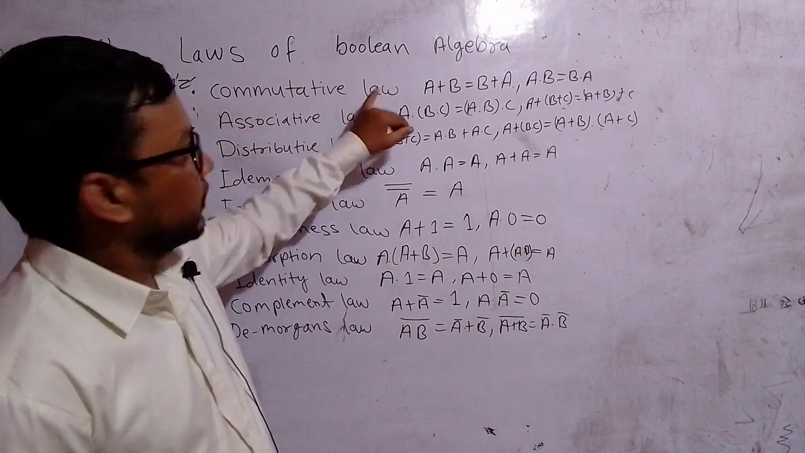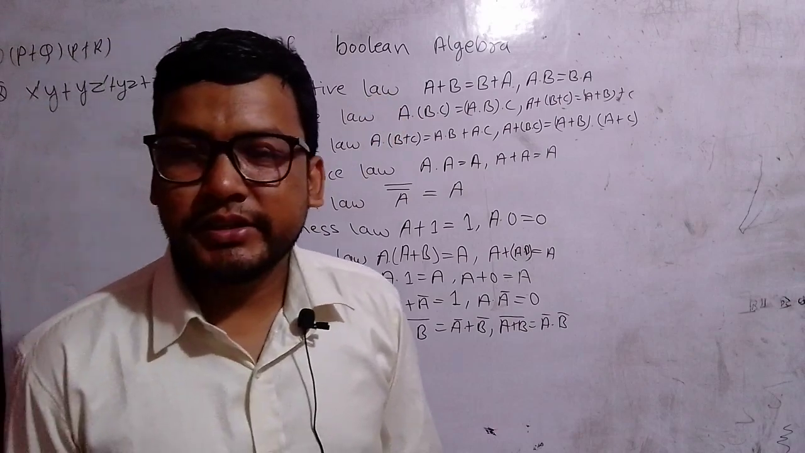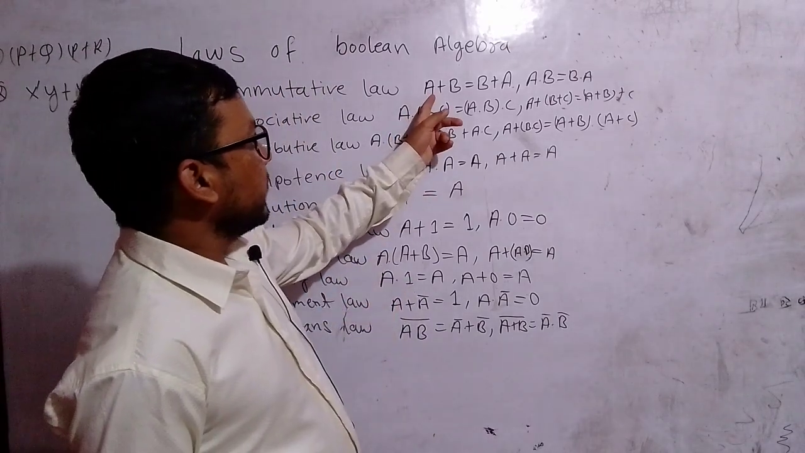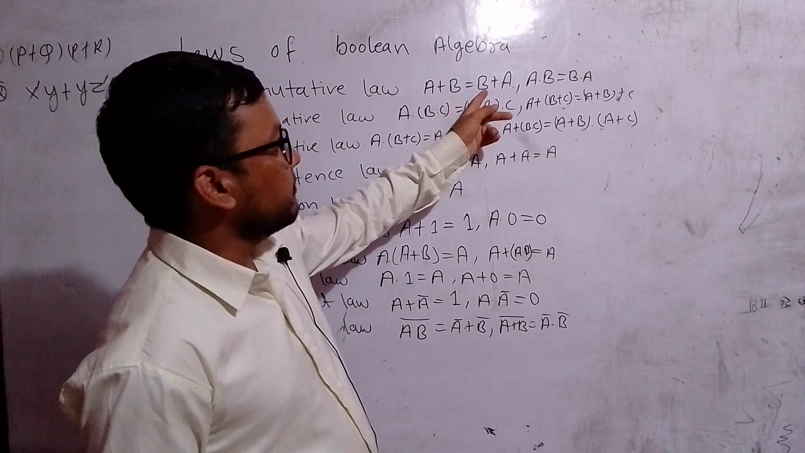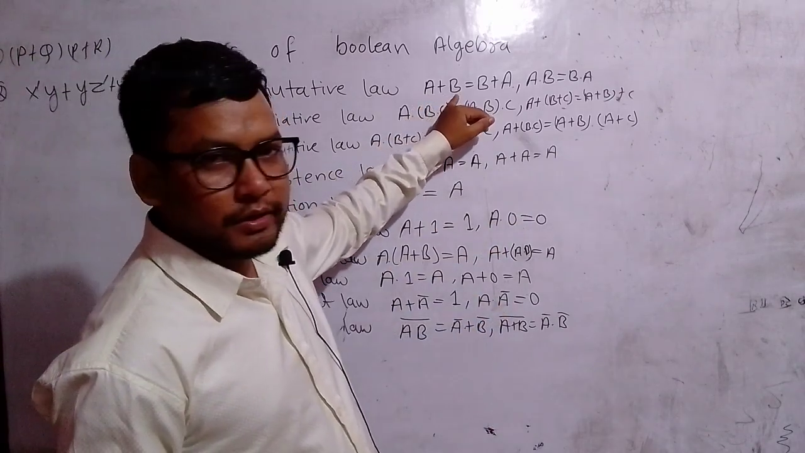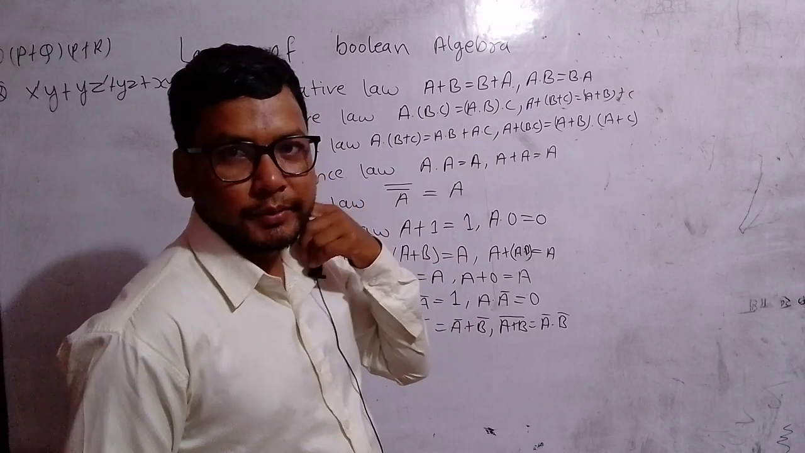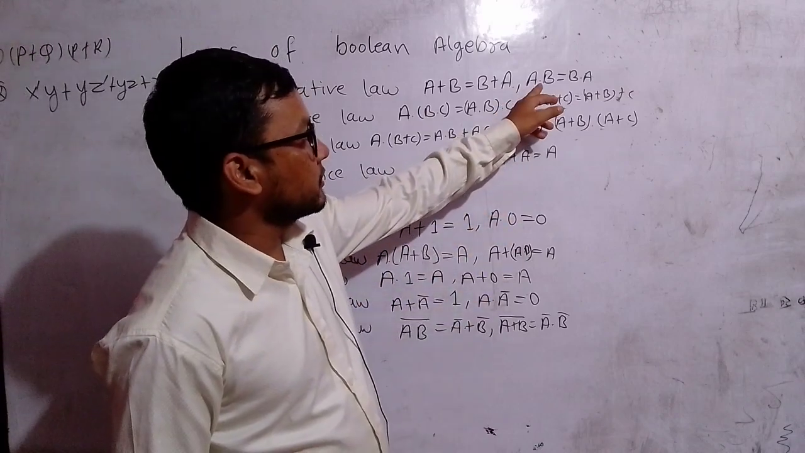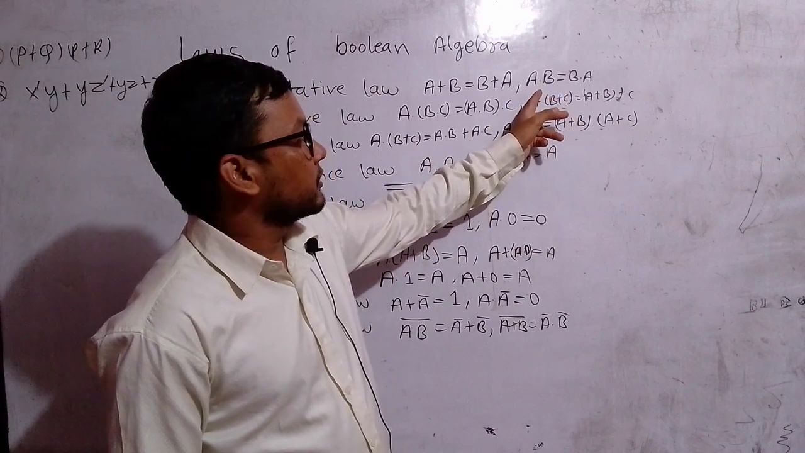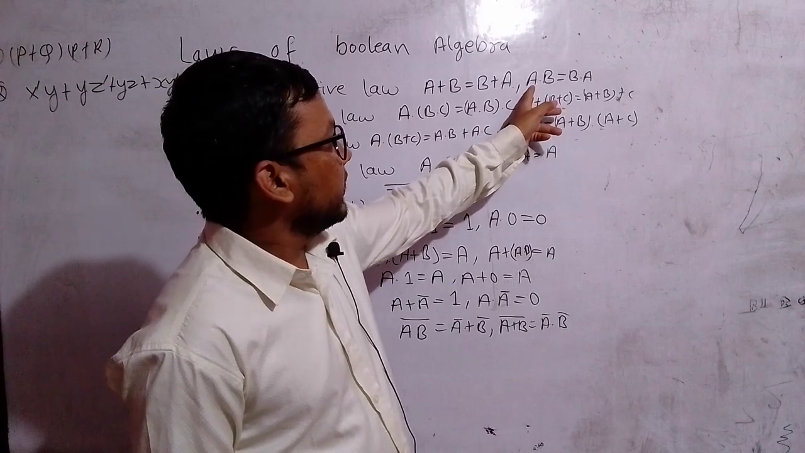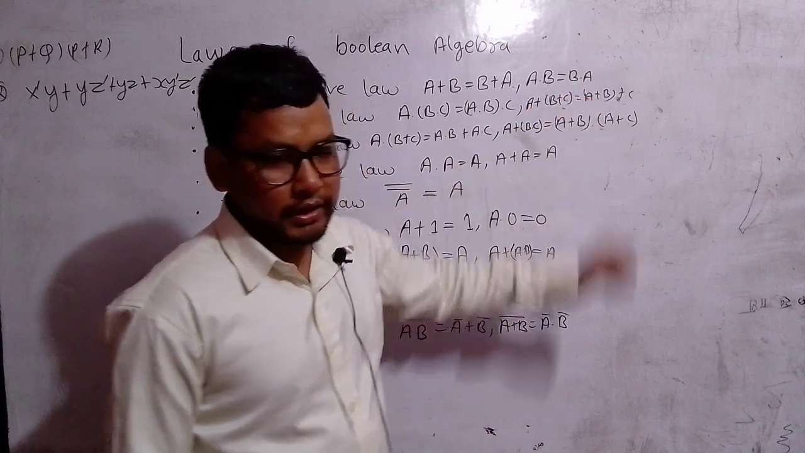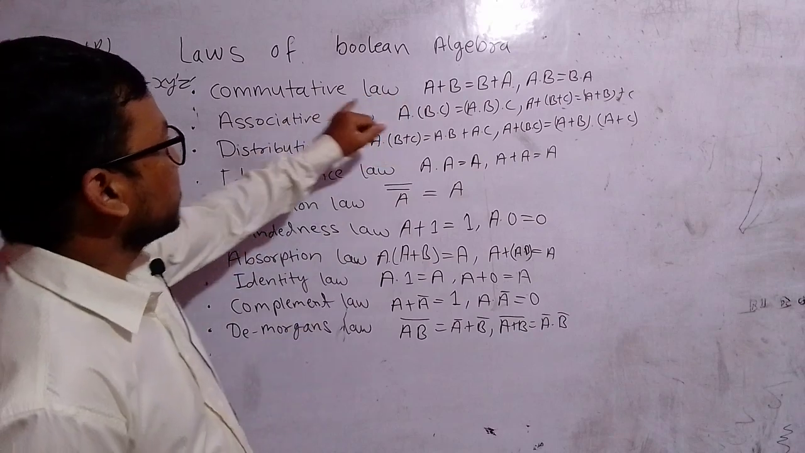Commutative law. Commutative law states that if we change the input order, then we will get the same result. That means A plus B is equal to B plus A. Here plus means the OR operation. A OR B is equal to B OR A. Similarly, for the AND operation, this law also holds. A dot B, here dot means AND operation. If we input A and B in the order A dot B, then it would be equal to B dot A. That means this law is called commutative law.